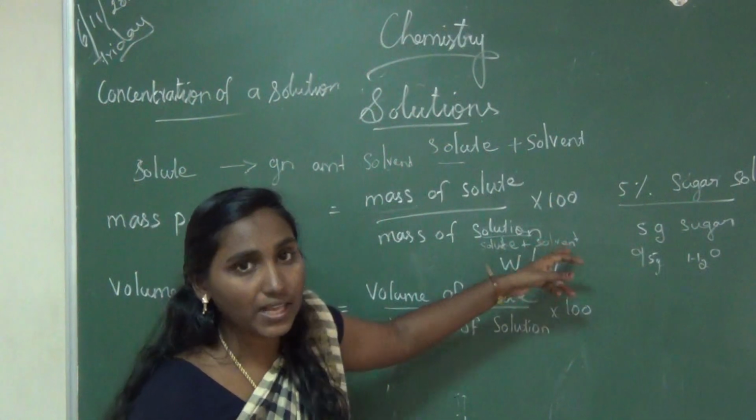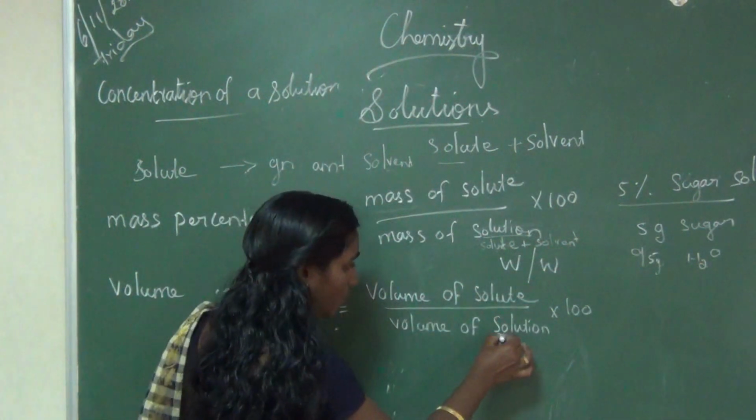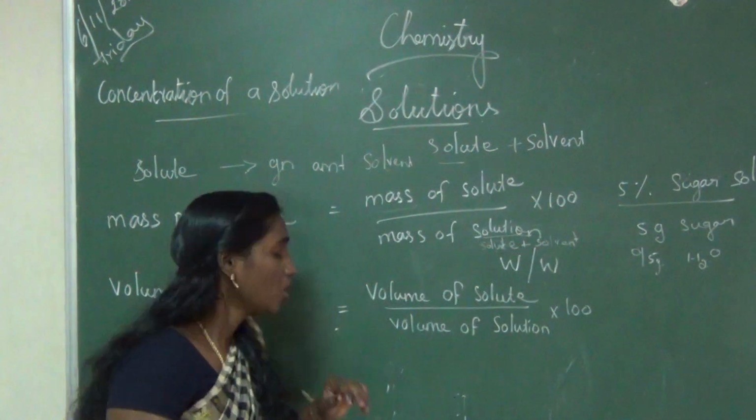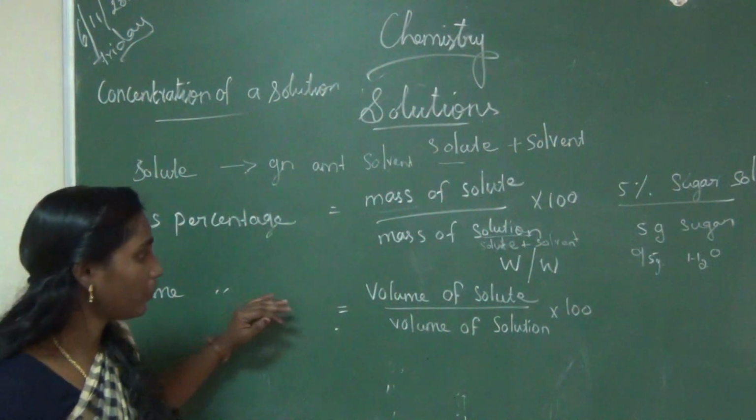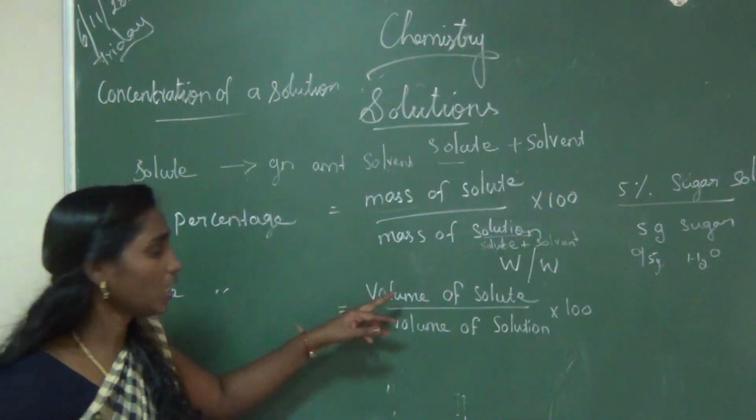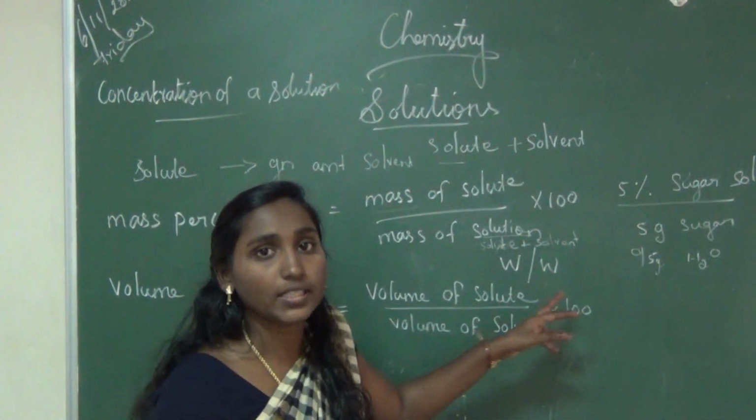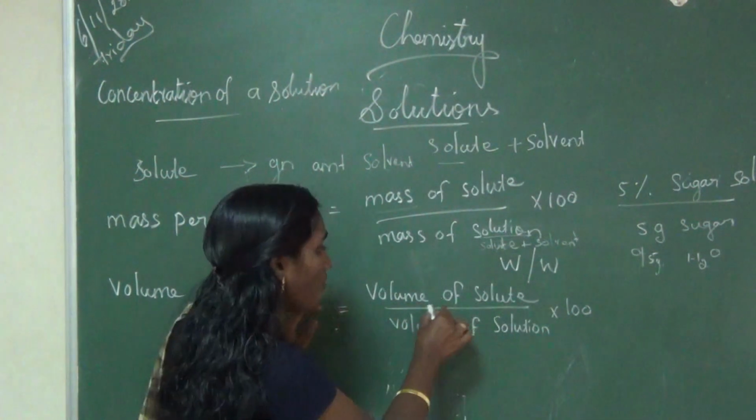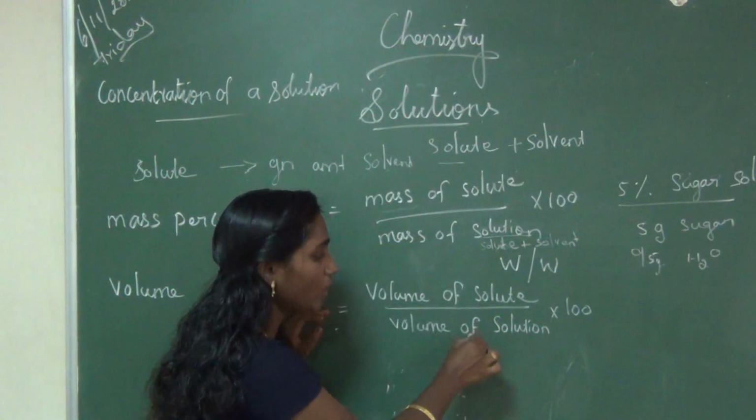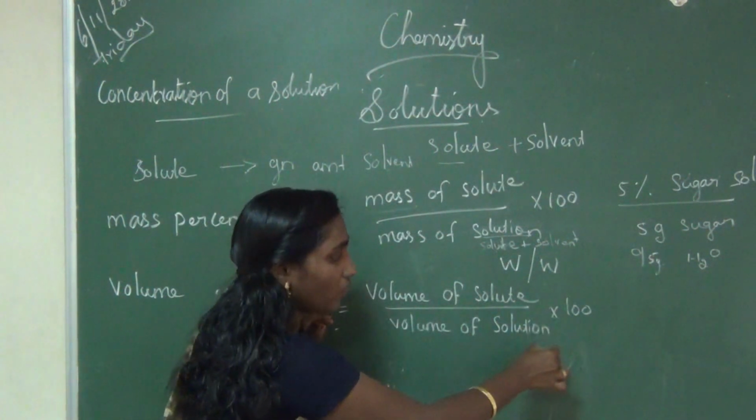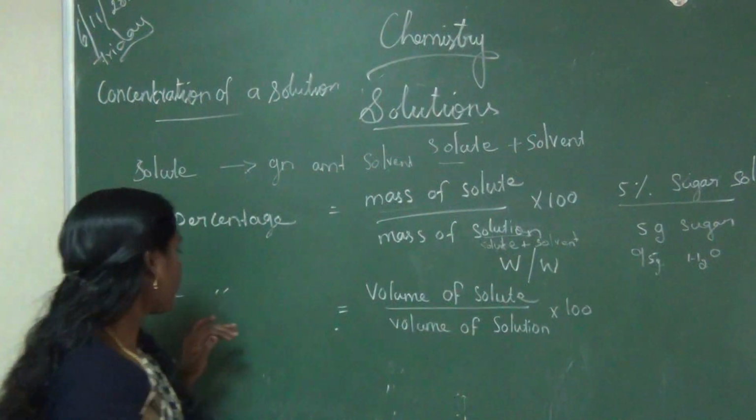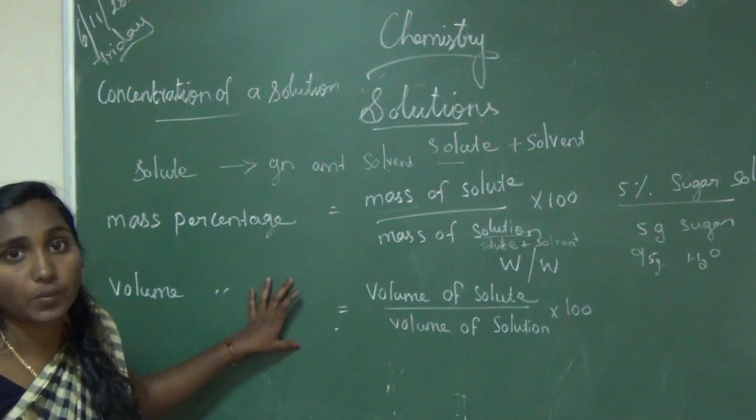Solution means solute plus solvent. Here also like that only. Solute plus solvent. So the volume percentage formula: volume percentage is equal to volume of solute divided by volume of solution into 100. That means volume of solute divided by volume of solute plus solvent into 100. So we can write the definition from this formula.